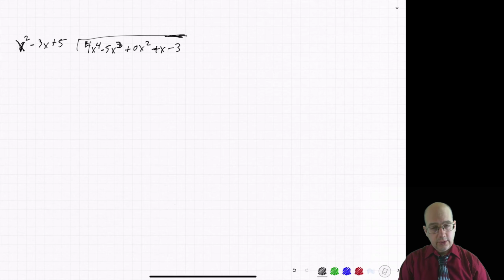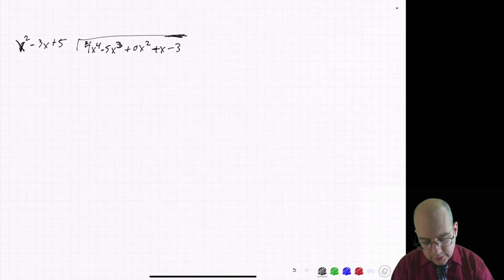Okay, so I'm dividing this thing, and it's probably a good idea to get rid of that leading coefficient anyway. Anyway, so here we go. We've got the long division part. I'll do one step here. So x squared minus 3x plus 5, and I'm dividing into here.